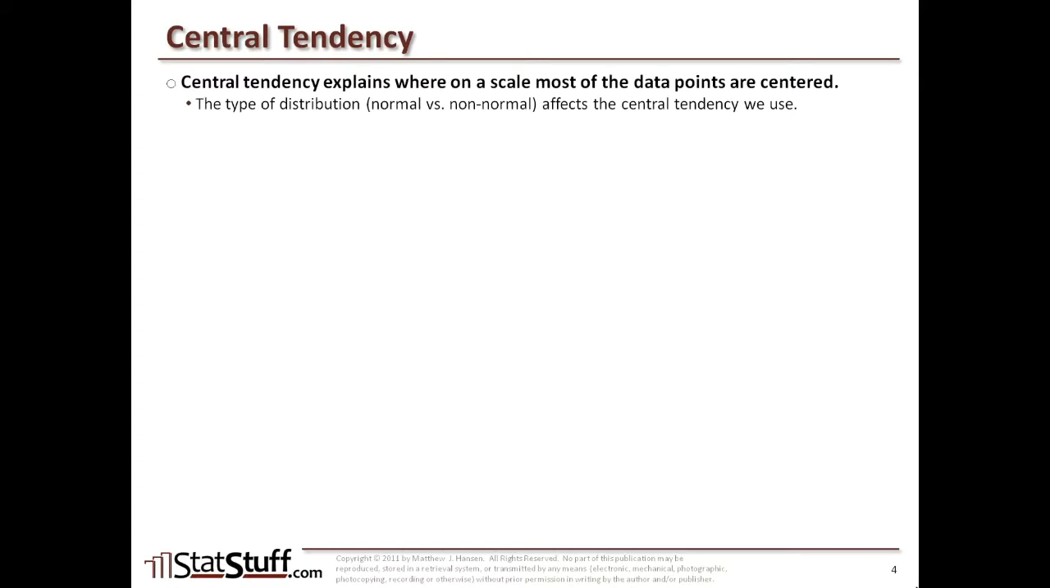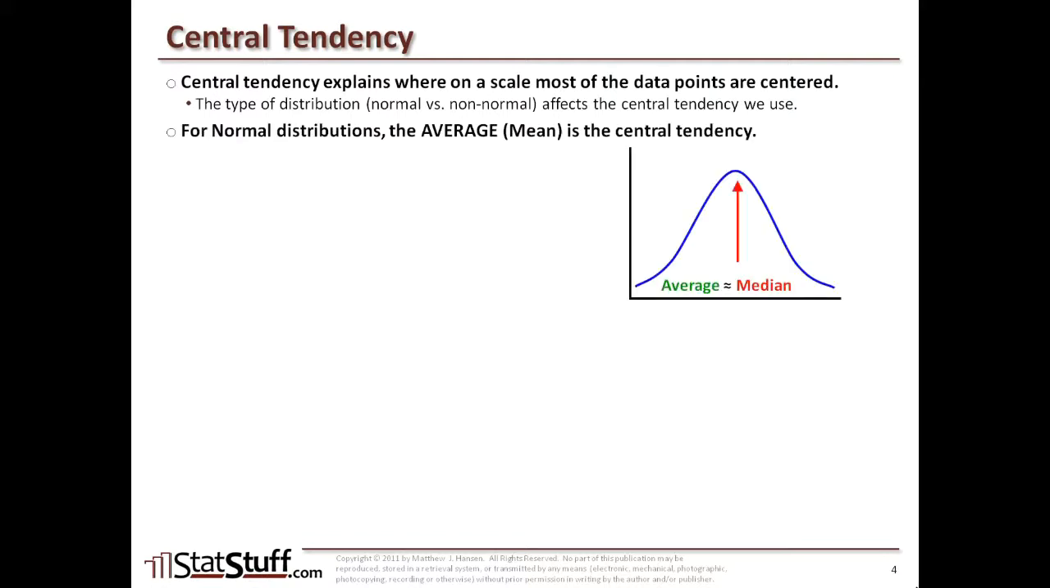Well, the type of distribution that we're looking at, whether it's a normal or a non-normal distribution, will really affect which measurement we use for central tendency. So let's walk through a couple examples of that. For a normal distribution, the average or the mean is what we would use for measuring our central tendency.